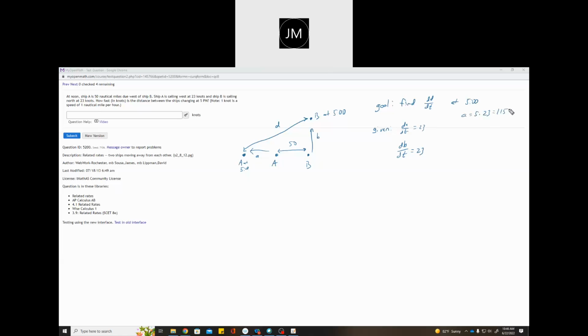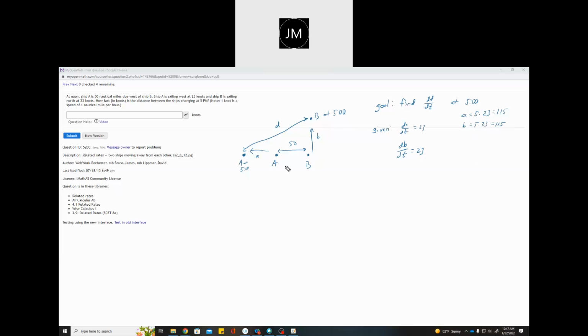Should be careful though. Do math in your head. Okay, ship B, same thing. It's been traveling 5 hours at 23 knots. So it's gone 115 nautical miles. Okay.